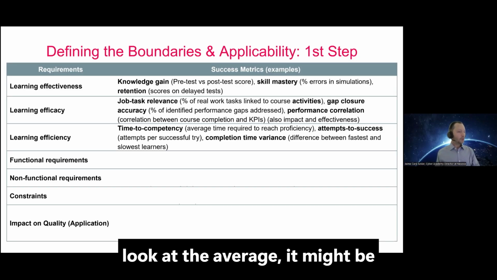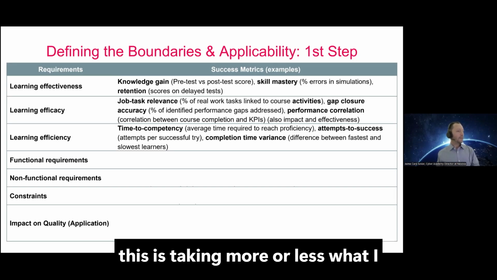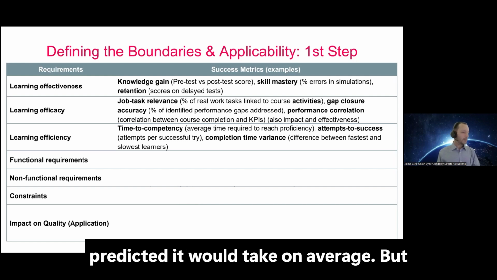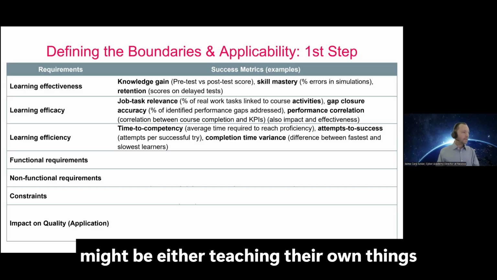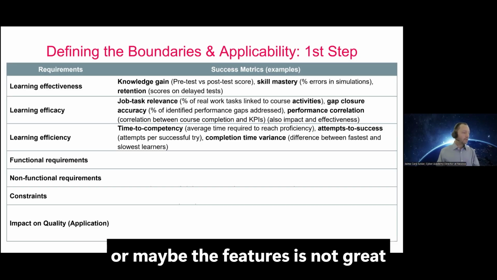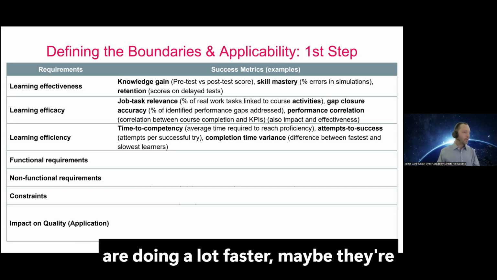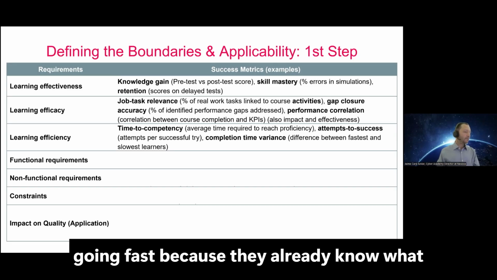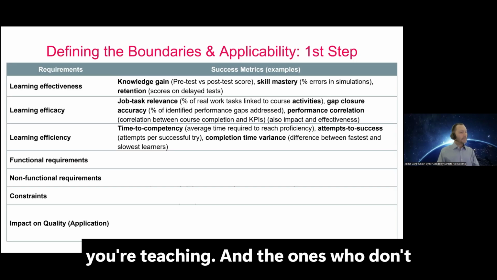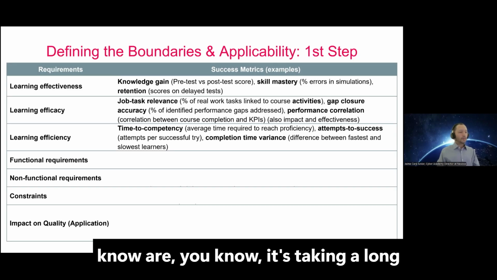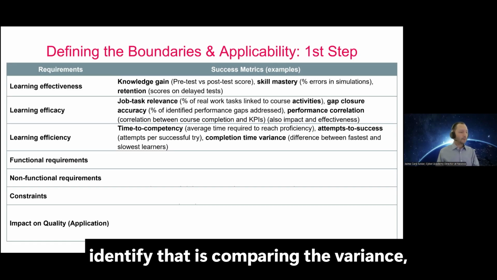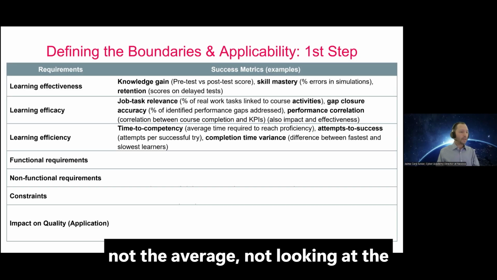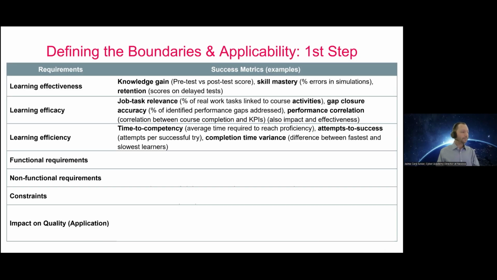And then if you just look at the average, it might be misleading because you might think, okay, this is taking more or less what I predicted it would take on average. But if the delta is too big, you might be either teaching the wrong things or maybe the efficiency is not great, because it means that a lot of people who are doing a lot faster, maybe they're going fast because they already know what you're teaching. And the ones who don't know, it's taking a long time for them to get there. So one way to identify that is comparing the variance, not looking at the average alone.